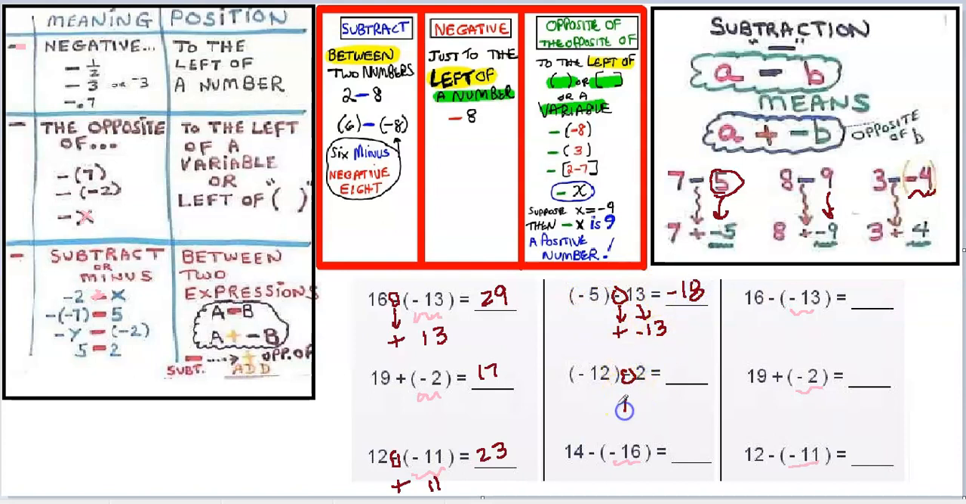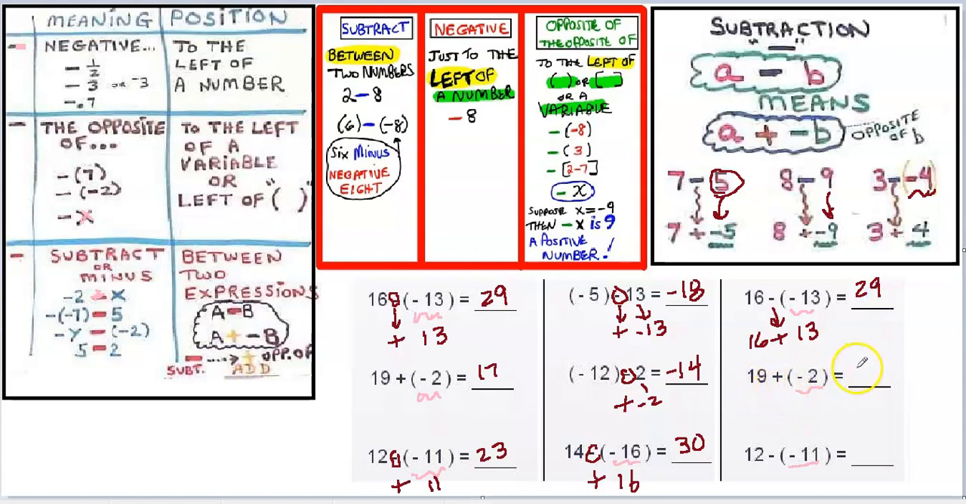Subtract becomes add. Opposite is negative 2. So now we got negative 14. Subtract becomes add. Opposite of that is 16. Now we get 30 for an answer. Change to add. Take the opposite of the number on the right. And we have 29. This is just an addition problem.